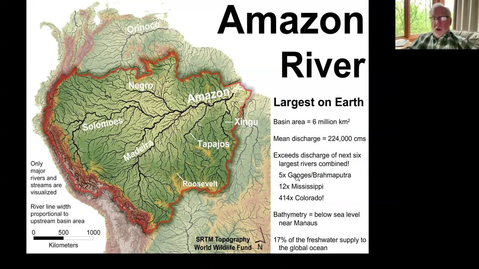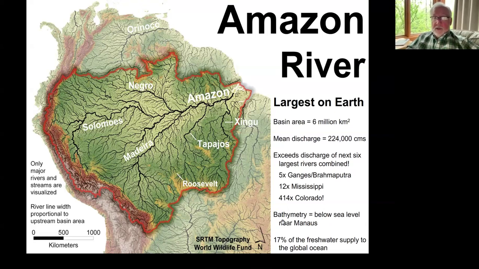It is 5 times larger than Ganges Brahmaputra, which is number 2 on the worldwide discharge list. It is 12 times larger than the discharge of the Mississippi River. It is 414 times the discharge of the Colorado. I mentioned that because it's a very litigious stream that everybody wants part of.